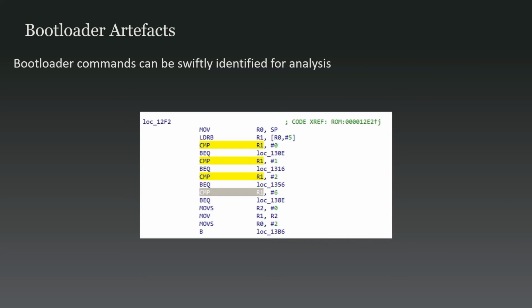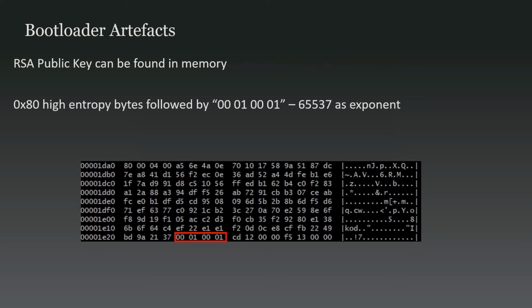I also noted the RSA public key in memory, which was interesting but not useful because it was quite high entropy. This can be easily identified by looking for 00010001, which translates to 65537, the exponent of the RSA public key. And before this is usually 128 or a different size of high entropy bytes, which usually denote the modulus of the RSA public key.